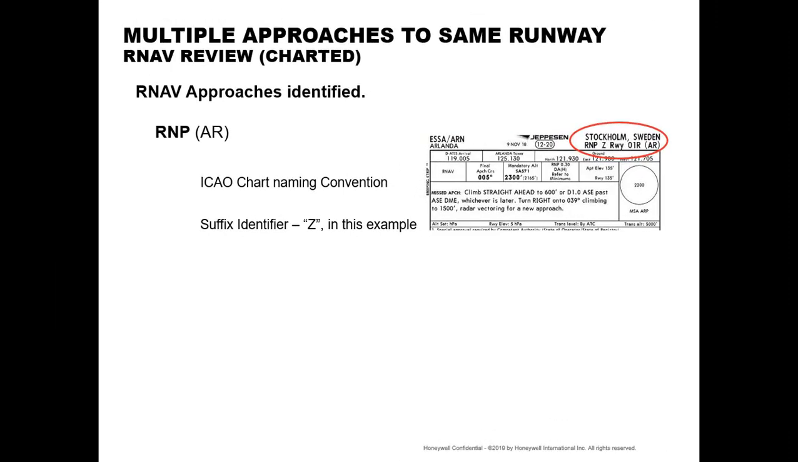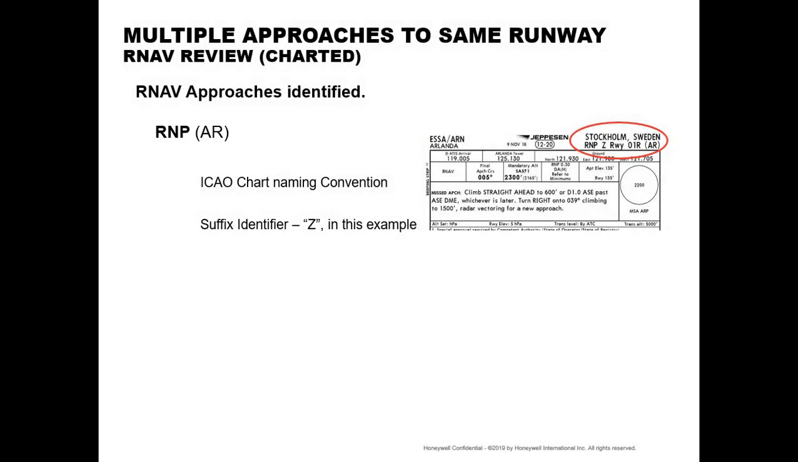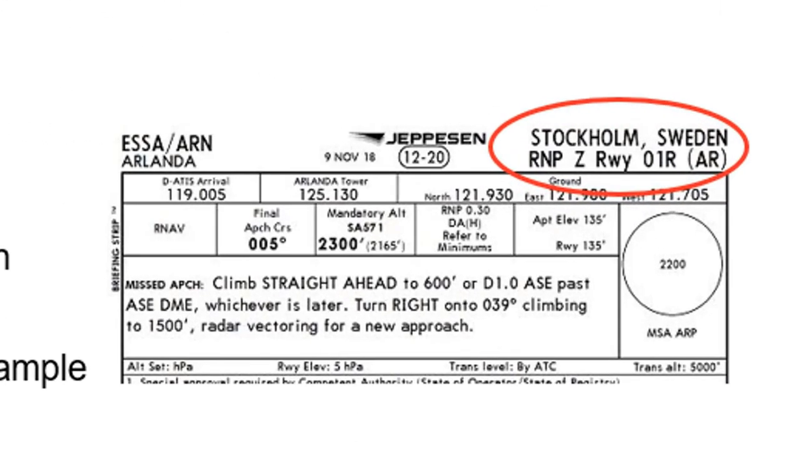ICAO chart naming conventions call out the AR for authorization required in the heading title, but are similar to the FAA RNAV RNP, as they similarly require a higher level of accuracy and RNP scaling. These approaches, which require ICAO authorization, will also be depicted with the alphabetic suffix when there is more than one RNP approach to the same runway. The chart depicted shows the RNP Zulu runway 01 right to Arlanda Airport in Stockholm, Sweden.